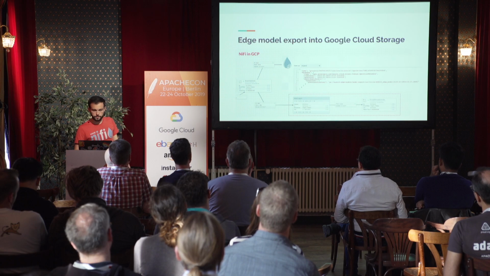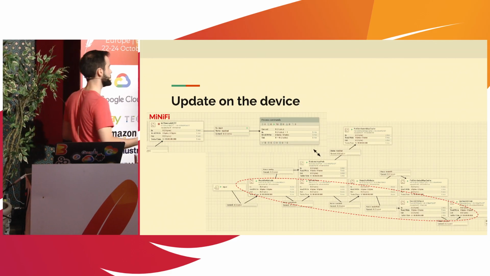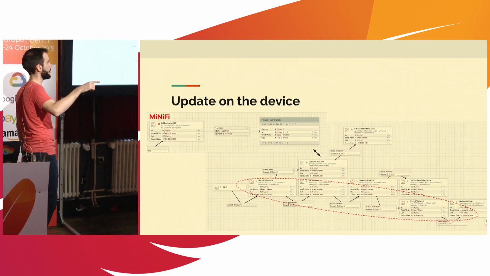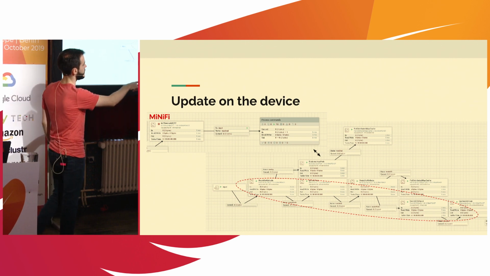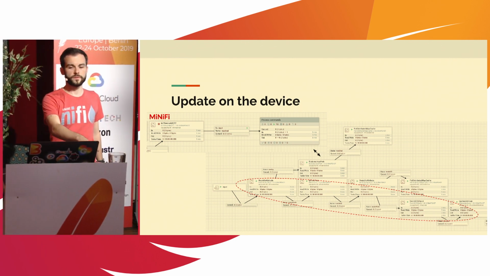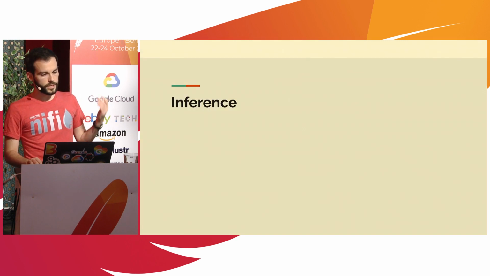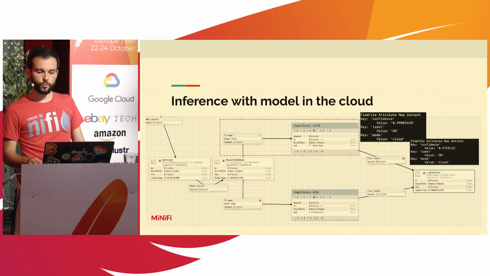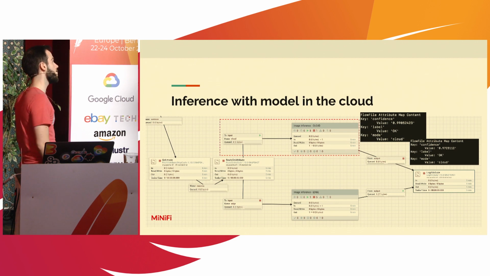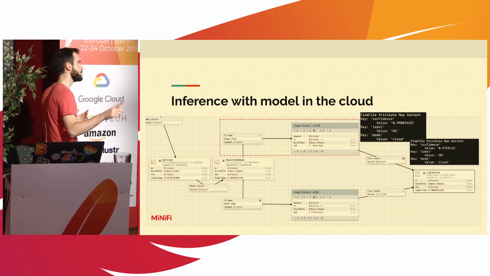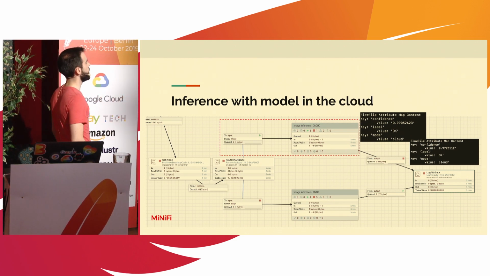So same, I'm receiving on the device this information with the Google Cloud Storage path to download my model, and I'm downloading the model directly on the device, and now I can use it locally. Inference. So now we have everything. We are able to start the loop. We have the first version of our model, so we can actually start doing some inference.